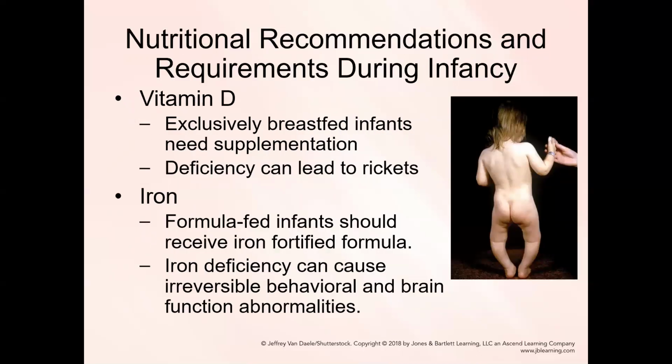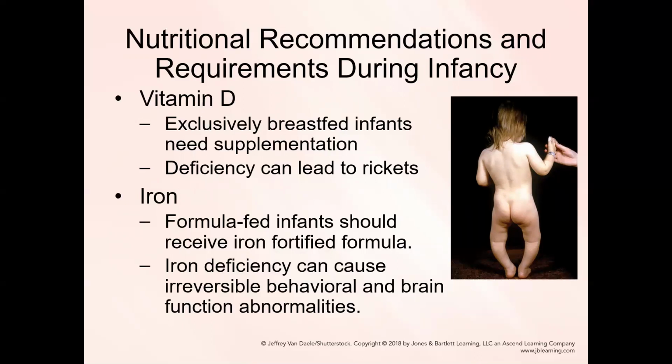Some other vitamins and minerals that are important to remember. Vitamin D. Exclusively breastfed infants will need vitamin D supplementation. Typically you get it in a little dropper that you can give to your baby. The deficiency can lead to rickets, which is similar to osteomalacia for adults. The bones are not formed properly during this extreme time of growth and development. And as you see here, you get this bow-legged look.